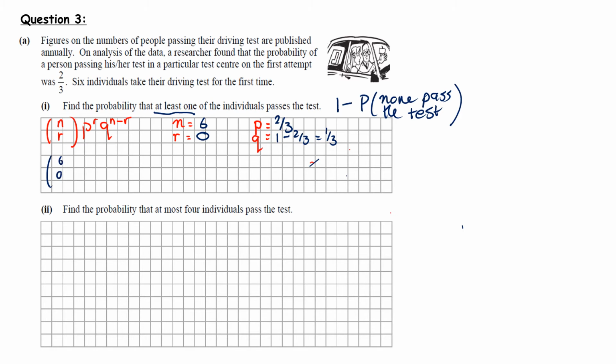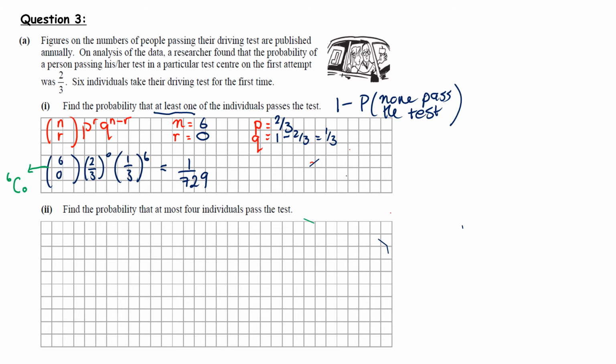So let's work with this. We have 6 choose 0, 2 over 3 to the power of 0, and a third to the power of 6. Notice the difference of 6 choose 0 rather than a fraction. Putting that into the calculator, we get 1 over 729. Just to remind you, this here is 6 choose 0.